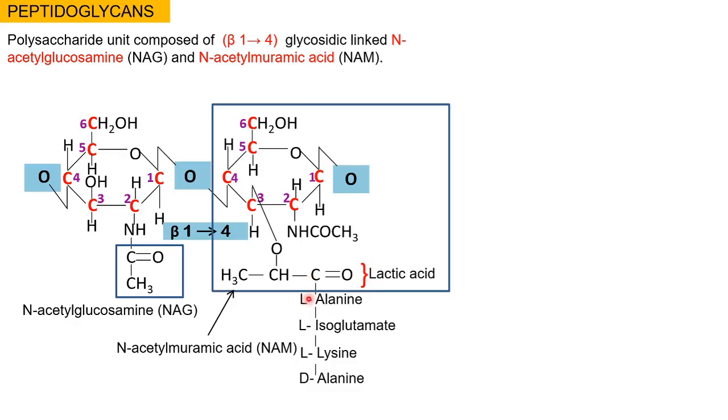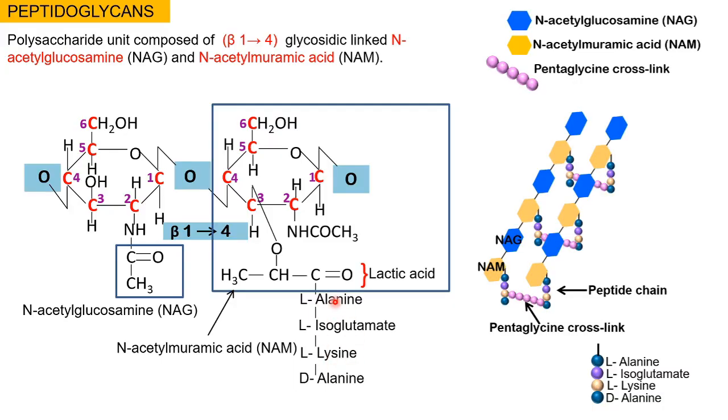With this lactic acid, a tetrapeptide is present. Because of this peptide, this is called peptidoglycan. This is the peptide part of peptidoglycan. This is the structure of peptidoglycan. So this is the heteropolysaccharide repeat of NAM and NAG. NAM is attached with this tetrapeptide, which is present here, and two different heteropolysaccharide chains are linked through this peptide with this pentaglycine cross link. Pentaglycine means 5 glycines are present here.